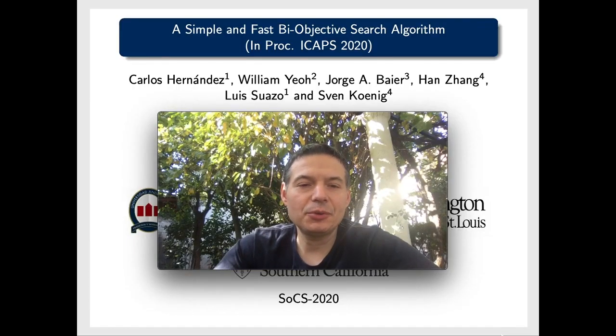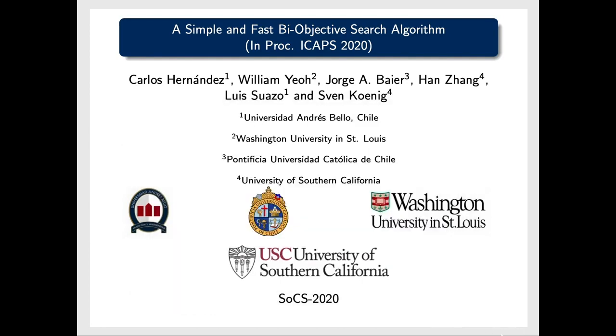Hello everyone, I'm going to present you the paper called A Simple and Fast Bi-Objective Search Algorithm, which will appear in the proceedings of ICAPS 2020. The paper has a number of authors: Carlos, William, Han, Luis, and Sven.